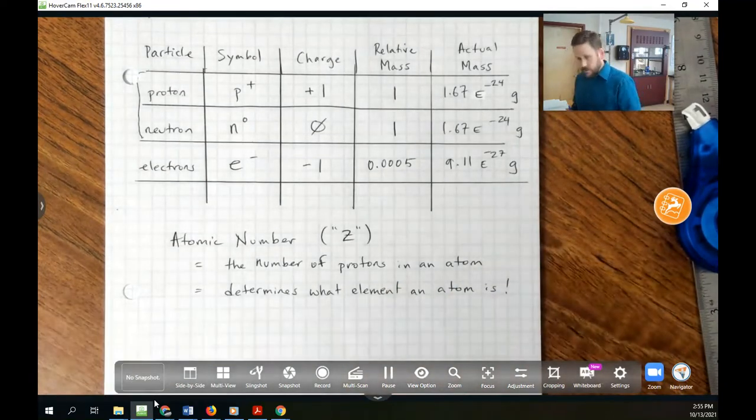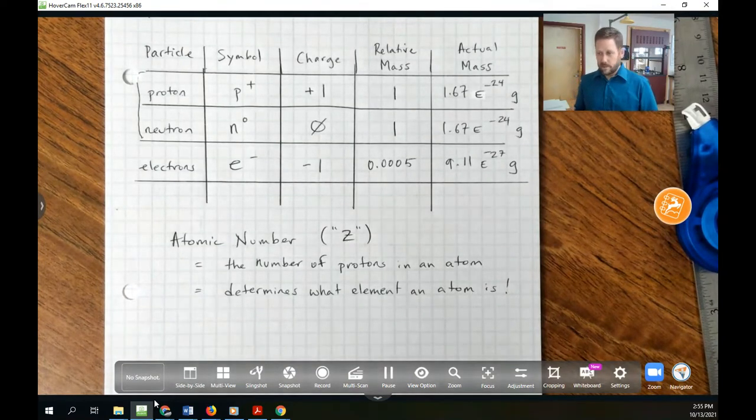So, very important to know that, for instance, if the atomic number is 6, then we're talking about a carbon atom. If the atomic number is 8, we're talking about an oxygen atom. If we are talking about a magnesium atom, then the atomic number is 12, and that means it has 12 protons in its nucleus. So the atomic number is what's going to identify an element.